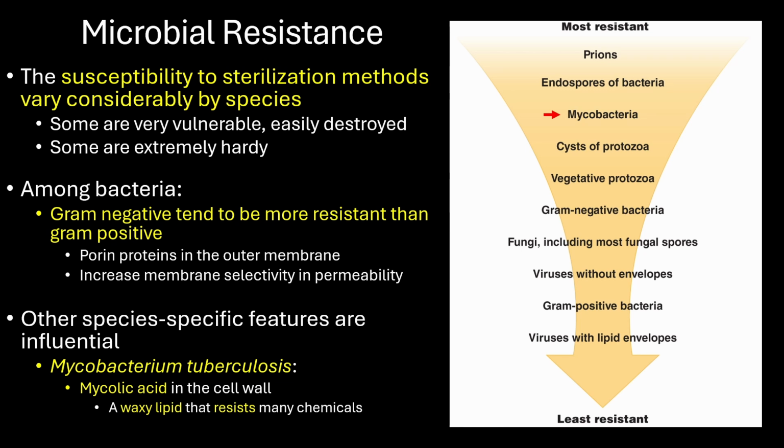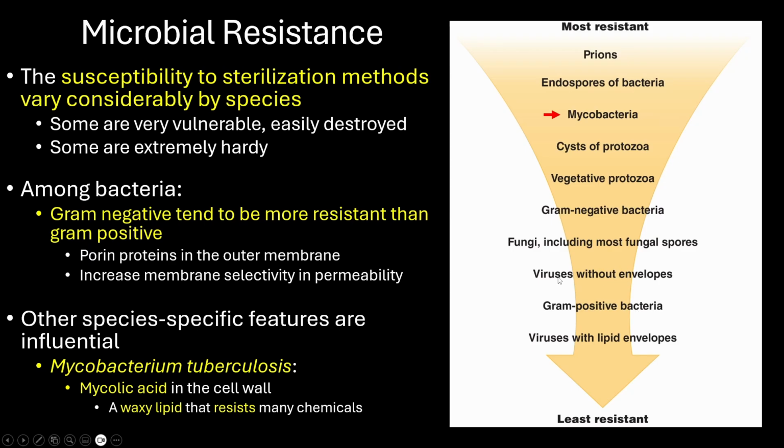Now, the vulnerability to sterilization is pretty variable across species for these chemical methods. There are some organisms that are much more vulnerable to these types of sterilization methods and some that are much more hardy. So starting at the very bottom here, from least resistant, we have viruses with lipid envelopes. These are pretty vulnerable viruses, all things considered, and they can be very easily killed. Above that, we have gram-positive bacteria. They tend to be much less resistant to different forms of sterilization.